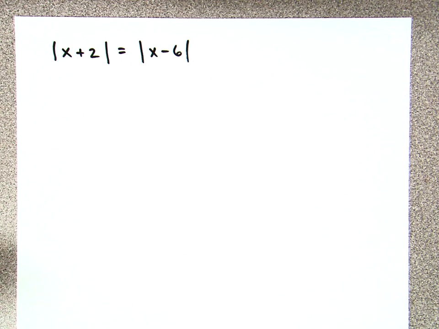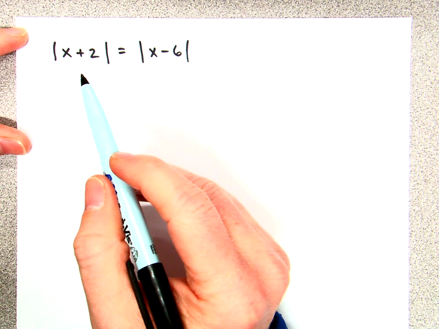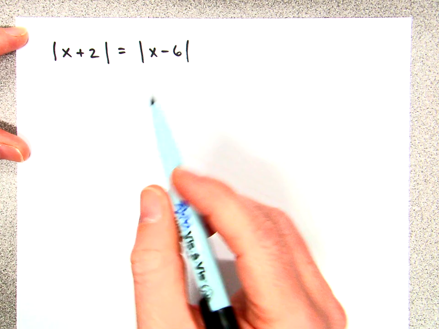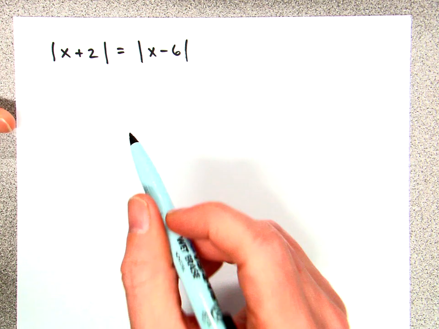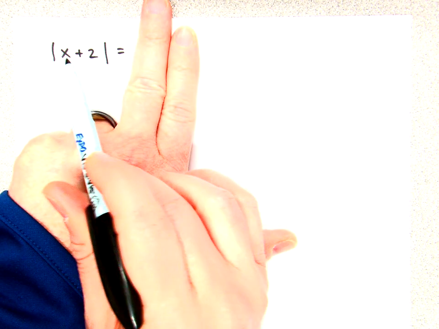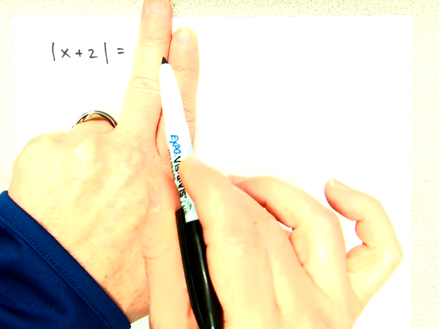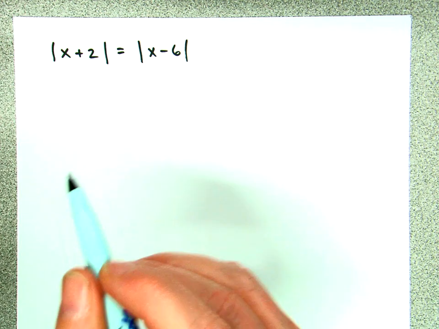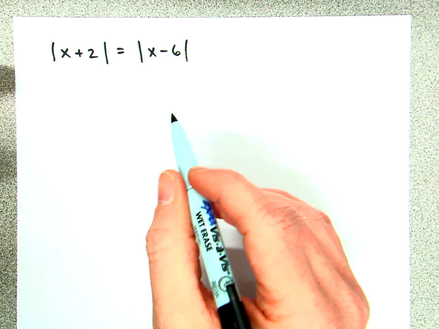Okay, so we got 2 absolute values. So let's think about how this works. I'm going to talk through it, and then we'll sort this out. Technically, each of these can equal the positive or negative version of the other side. So this guy is equal to the positive or negative version of this, and this guy is equal to the positive or negative version of that one. So let's sort it out, and then we'll talk through it.